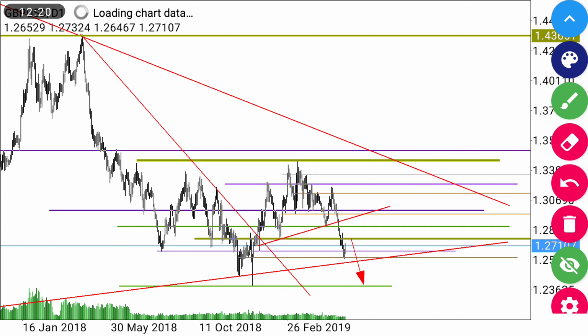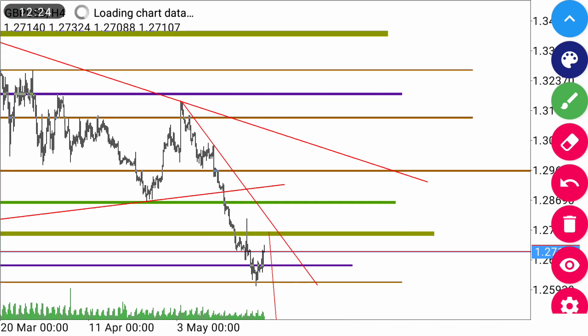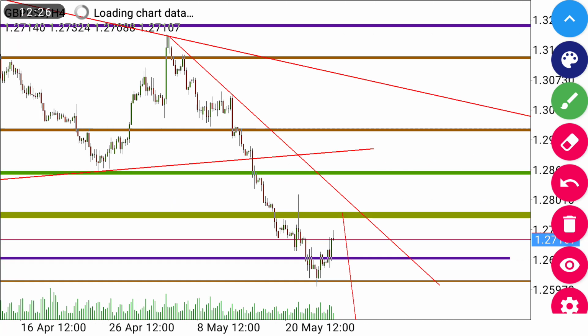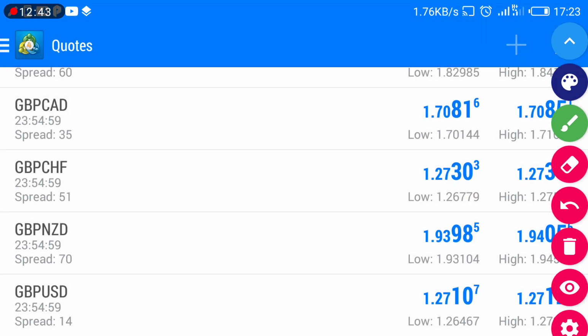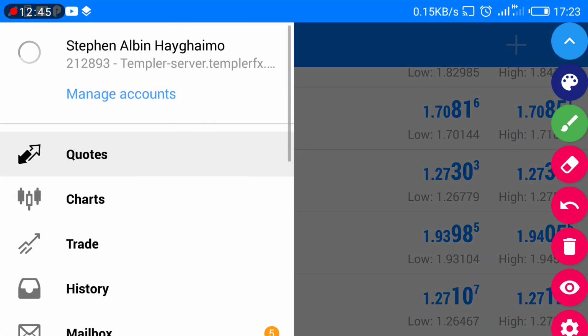This is GBP USD. This is the daily view. Let us look at H4. We are on the H4 view. We are waiting for a little pullback toward this zone here. Then from there we'll be looking for a selling opportunity for us to move down with it. This is GBP USD, and that is the last pair which you're going to be focusing on.